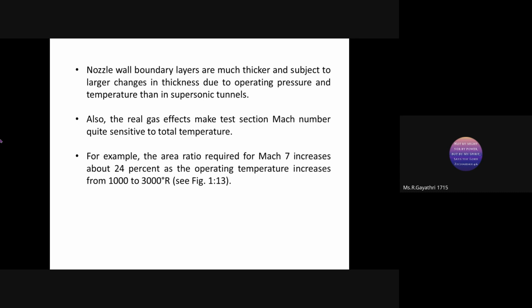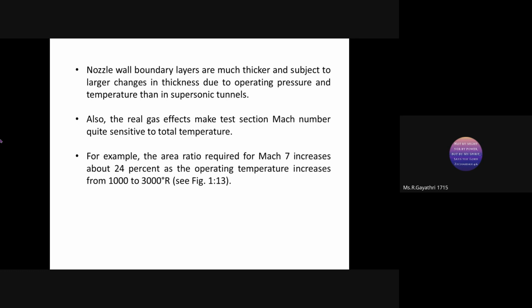Now we have discussed how to do calibration. I told some points on hypersonic tunnel calibration. Next, we can see some more effects while calibrating the tunnel. We need to know these effects, then only can we predict the readings.